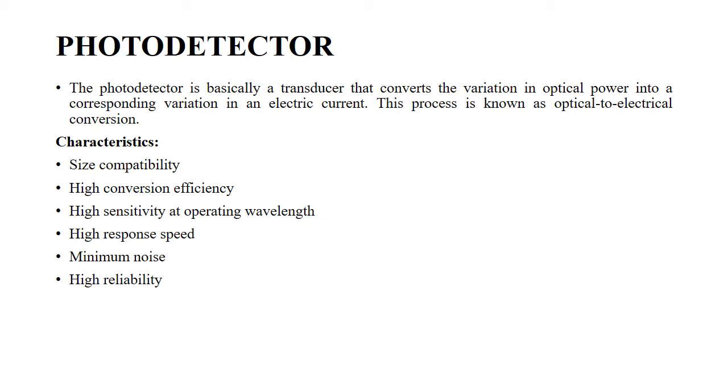Next one is high response speed. It means the detector must be capable of converting fast changing optical signals, which carry millions of bits of information, to the corresponding electrical signal. The next one is minimum noise. The photodetectors must have extremely low noise, and the last one is high reliability. It means the detector must be capable of continuous stable operation at room temperature for many years. These are the characteristics of the photodetector.